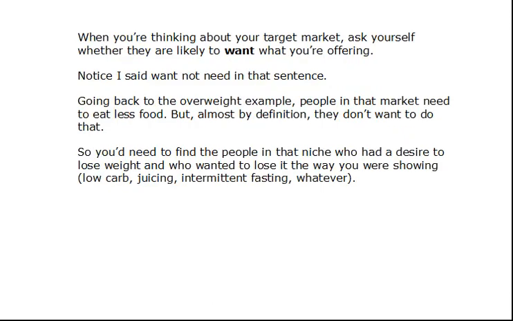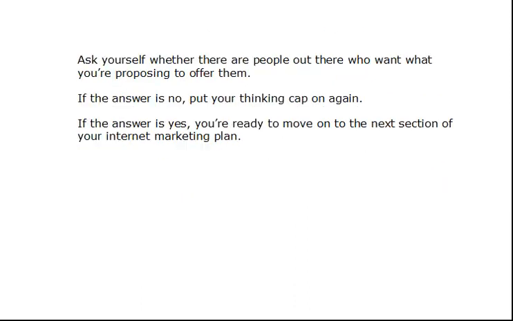It's also important when you're thinking about your target market to ask yourself whether they're likely to actually want what you're offering. And notice I said want, not need in that sentence. Again, going back to the overweight example, people in that market need to eat less food, sure, but almost by definition they don't all want to do that. You'd need to find the people in that niche who had a desire to lose weight and who wanted to lose it in the way you were showing them, whether it's low carb, juicing, intermittent fasting, whatever else.